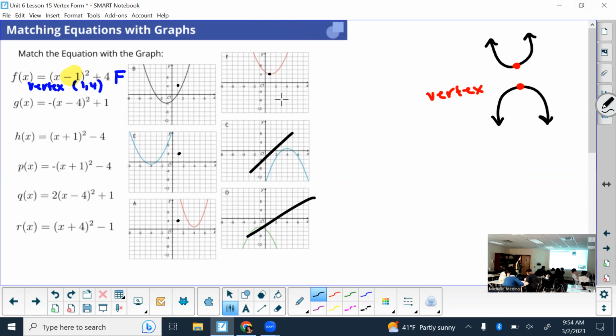All right, so F goes with f of x. Table 4, what does my g of x graph go with? C. Anyone disagree with that? All right, then let's see. Table 5, what's my vertex for g of x?